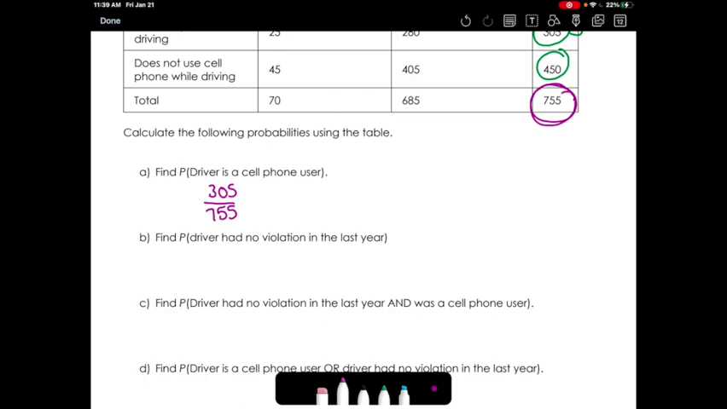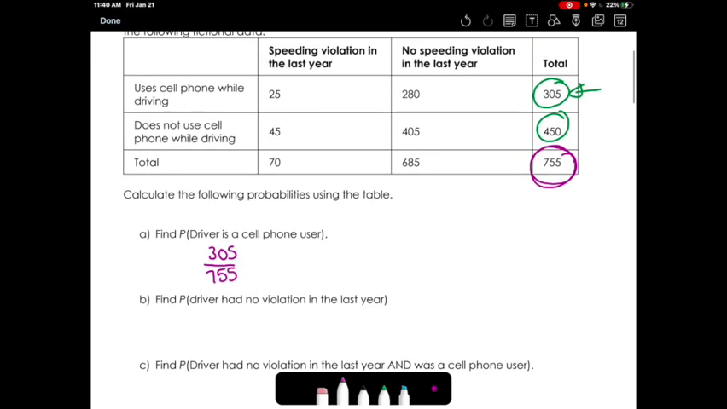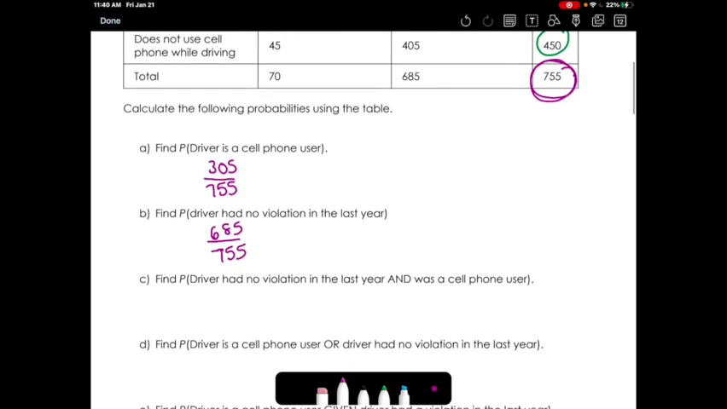Okay, looking at the next example, find the probability that a driver has no violation in the last year. Well, if I look at the table, there are two columns. One column represents the people that did get a violation, and the other column did not get a violation. And all of those people that were surveyed that did not get a violation, that was 685 people out of 755. So that will be our probability.